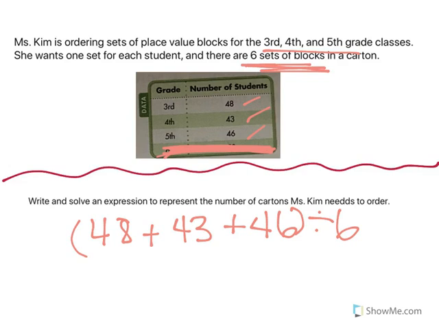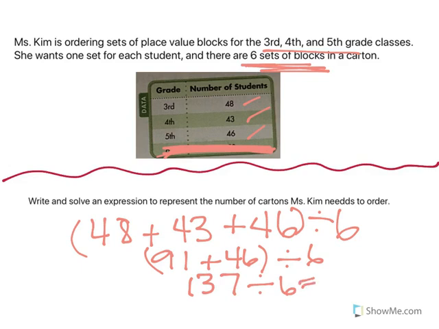All right, so 48 plus 43 is 91. And again, we have plus 46 divided by 6. But again, I'm not done with everything in the parentheses. So then 91 plus 46 is 137. And again, now we need to just divide by 6.